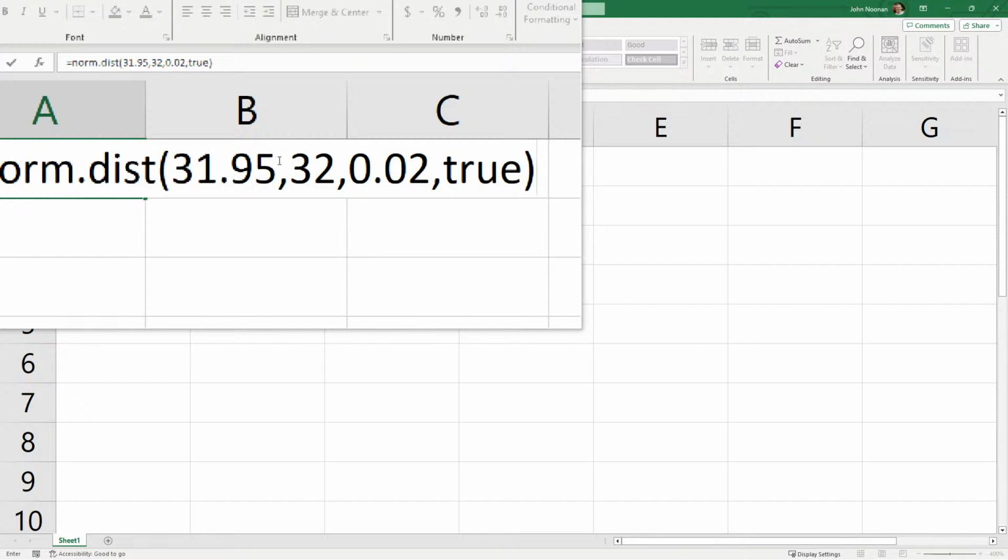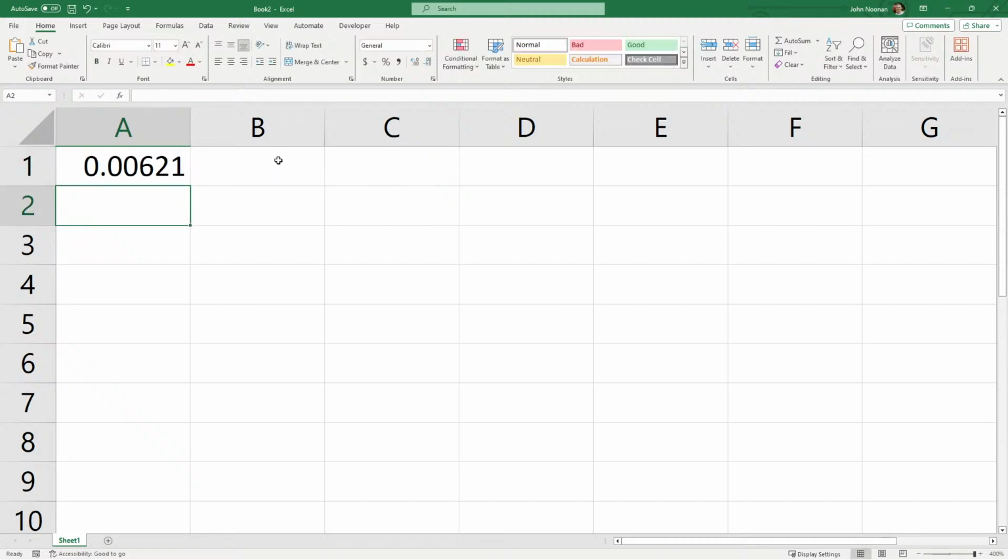With the binomial distribution, we always say false. And once again, you don't really care why. It has to do with the fact that there are two different ways of interpreting the normal distribution, but we want the true version. So then we hit enter, and there's my answer. 0.00621 is the correct answer.